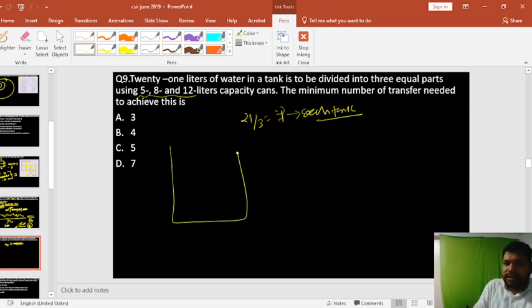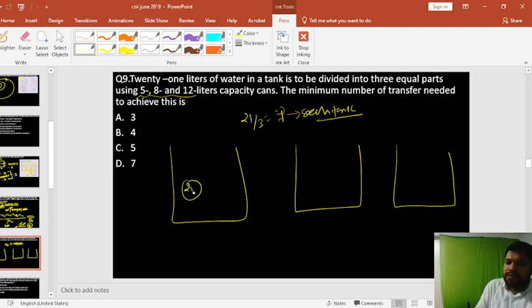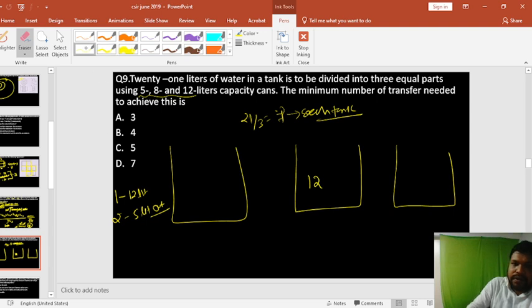So let's say there are 3 tanks, 1, 2, and 3, and in that there is 21 liters of water. So what you do? First time you fill it 12 liters, means in that you fill it 12 liters. Okay, 12 liters you fill it, and second time what you do? 5 liters you take it out. Means if you fill it 12 liters, then here it will be 9 liters remaining, and here it is 12 liters. Okay, this is the first step.